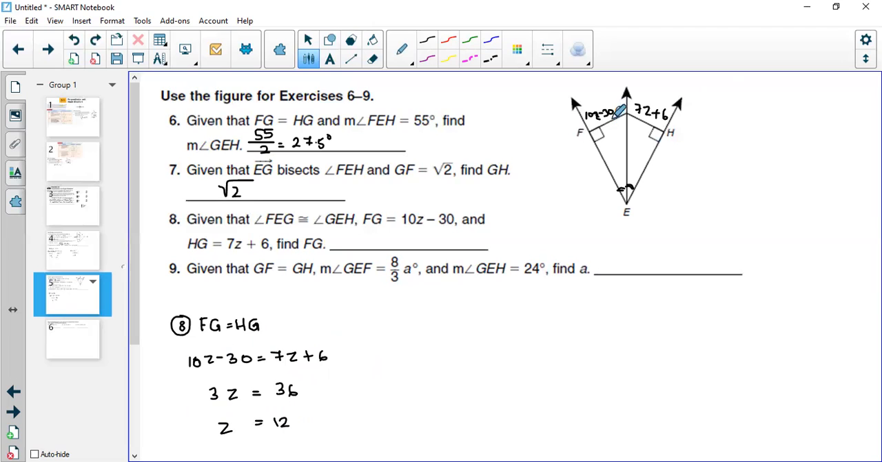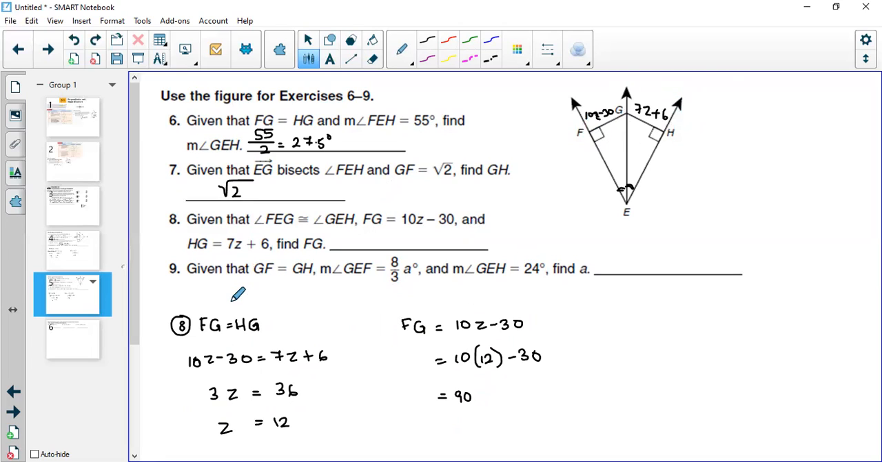The question says find the length of FG. So we are going to substitute the value of Z there. FG is 10Z minus 30, which means it's going to be 10 multiplied by 12 minus 30. So 120 minus 30 is going to give you 90. So the length of FG is going to be 90, which means the length of GH or HG is also going to be 90. The same. For a quick check, you can simply replace 12 here in place of Z in HG. So 7 12s are 84 plus 6 is 90, which means your answer is correct.